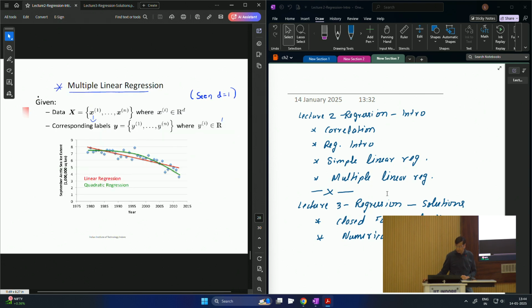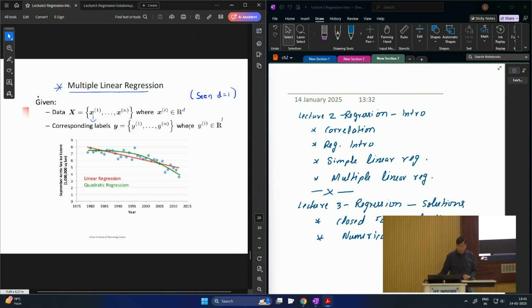Okay. So this is what I'm talking about, multiple linear regression. In this we are saying that the data is n points x, n points y, which are given by the superscript, and each of the x is a d-dimensional vector. So the dimension of the problem is d. The number of points are n, which are the superscripts. The number of dimensions of every point is d, which we write as a subscript.